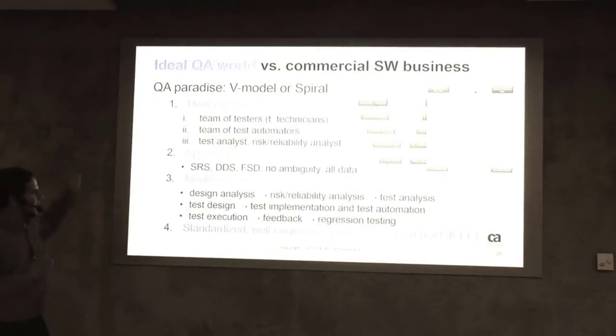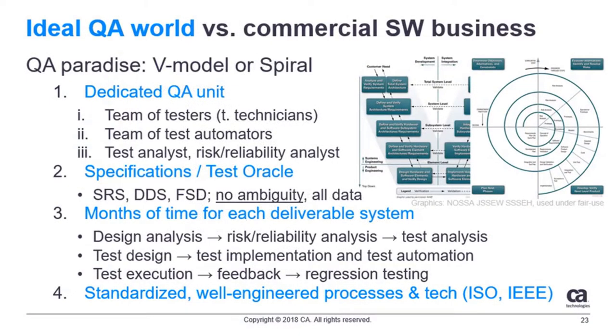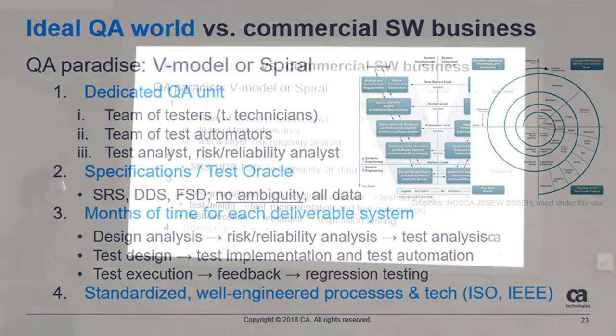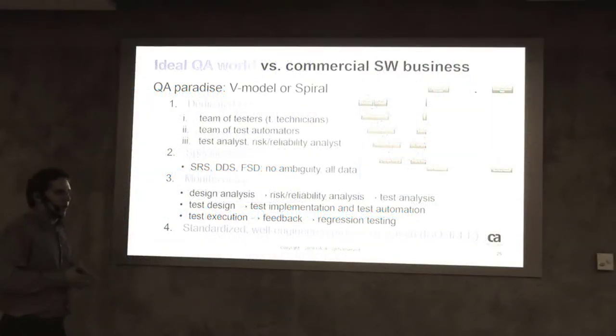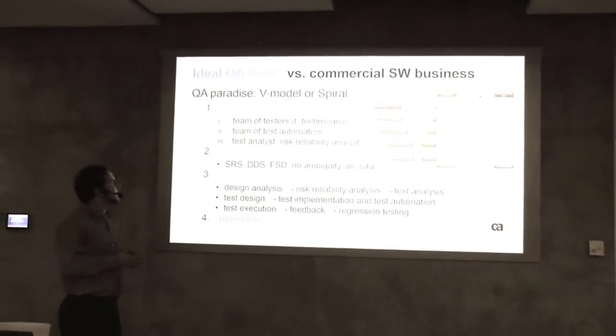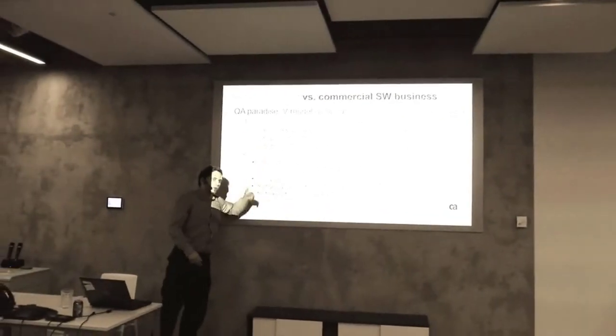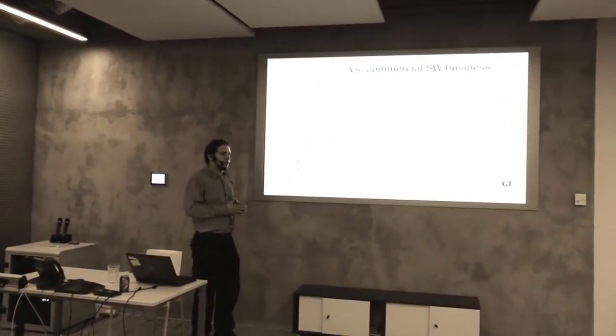So, knowing all this boring stuff, we can finally move on to the last point. Ideal QA world would have V-model or Spiral. It would have a dedicated QA unit, like a team of teams, which would have full-time test analysts, risk or reliability analysts, and other people like that. It would have test managers who would understand everything they are talking about. It would have a dedicated team of test automators, so the test analysts can really focus on their job.